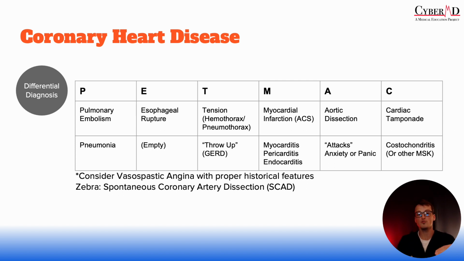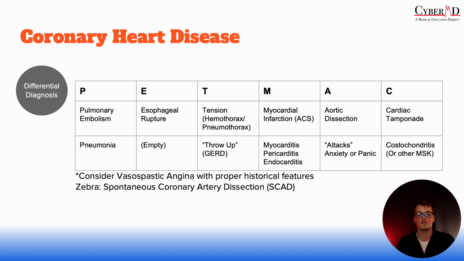The things on the top row, you want to rule out in patients who have chest pain. You want to make sure there's no pulmonary embolism, they don't have Boerhaave syndrome, they don't have a hemothorax or a pneumothorax, they don't have tamponade, they don't have an aortic dissection, and they don't have any kind of acute coronary syndrome process. You can then move on and rule out these other things that are slightly less dangerous.